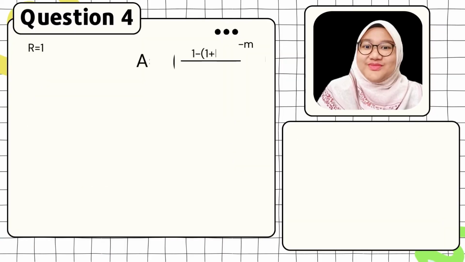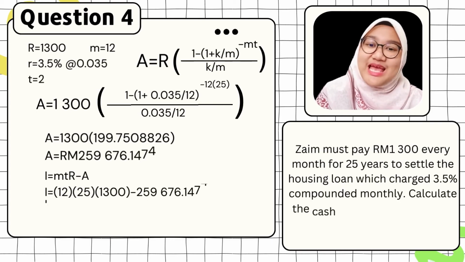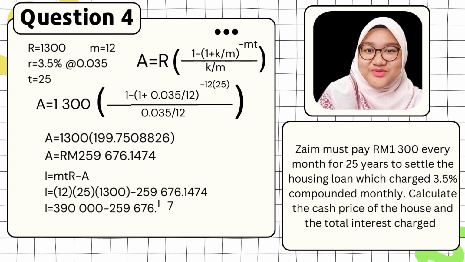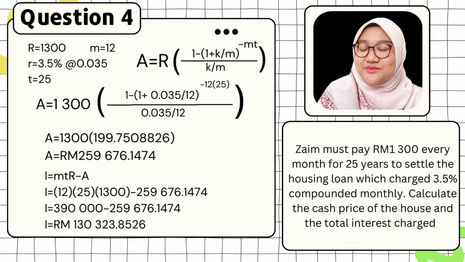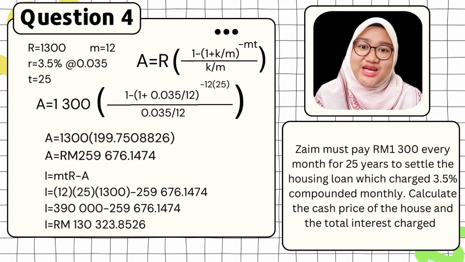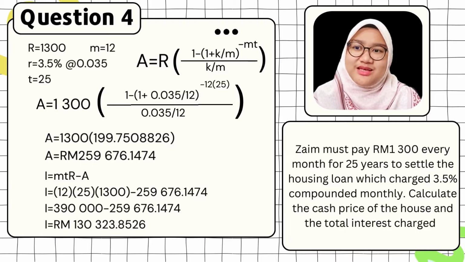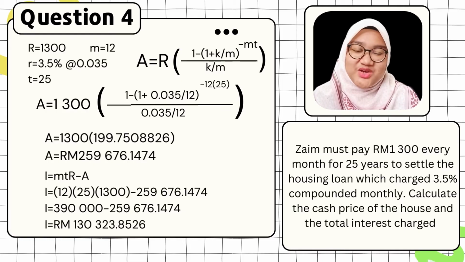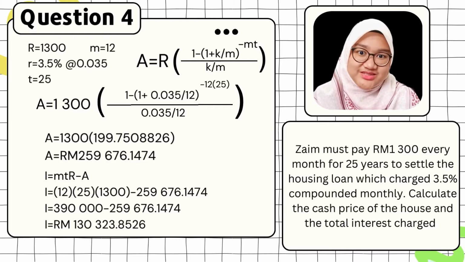Hi, my name is Syifaa Nadiah Binti Mazdi, and I will present to you question number 4. So let's read question A first. Zaim must pay 1,300 ringgit every month for 25 years to settle the housing loan, which charges 3.5% compounded monthly. Calculate the cash price of the house and the total interest charge.